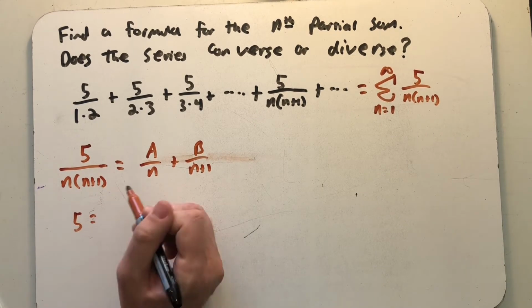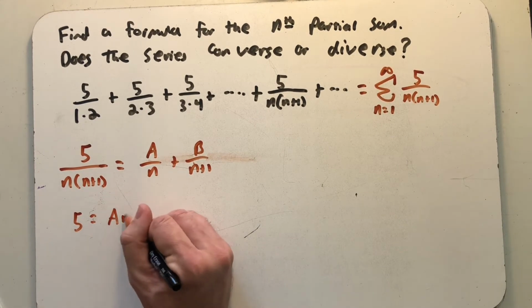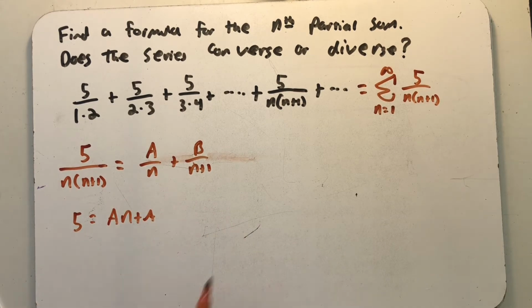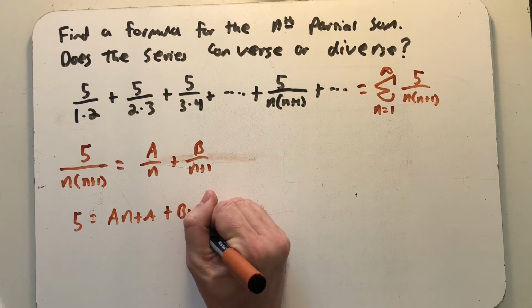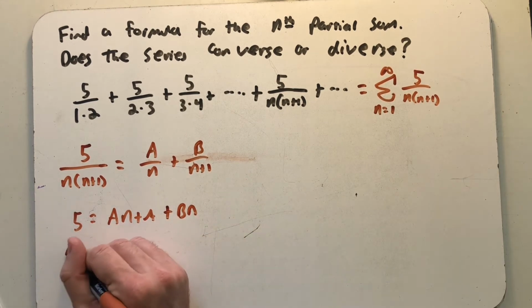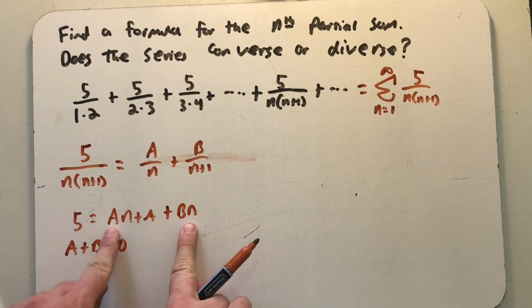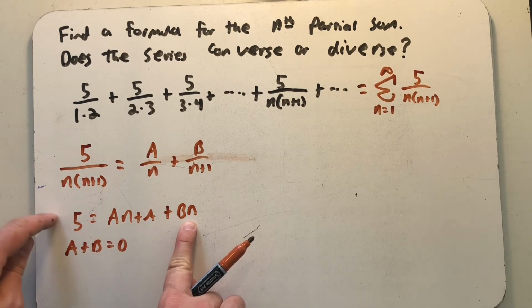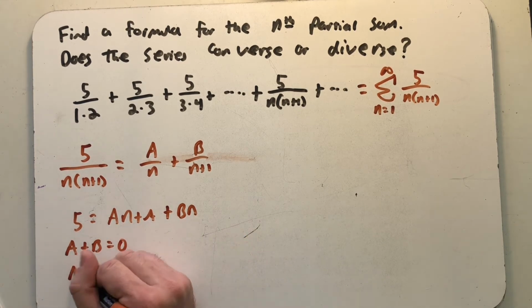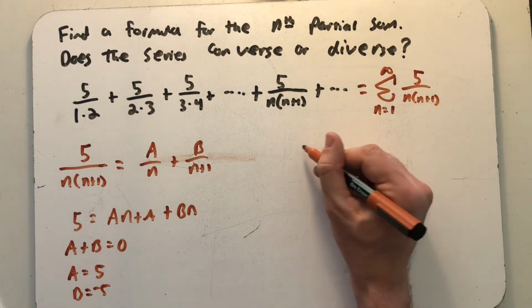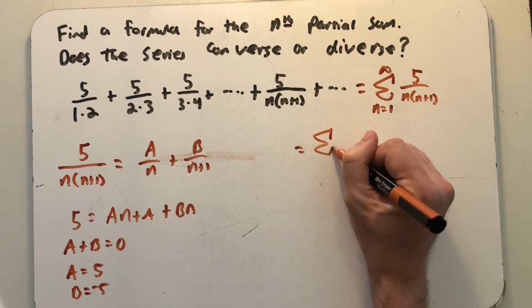Multiplying both sides by n times n plus 1, I get an plus a, right, because the n's cancel, and I can go on and distribute, plus bn. Looking at that, a plus b would have to equal 0, because I have a plus b times n and no n's over here. And then a is equal to 5. Pretty quickly then, b has to be minus 5. And I have another way of thinking about this series.